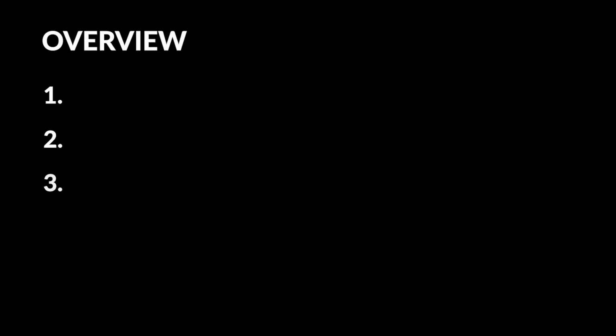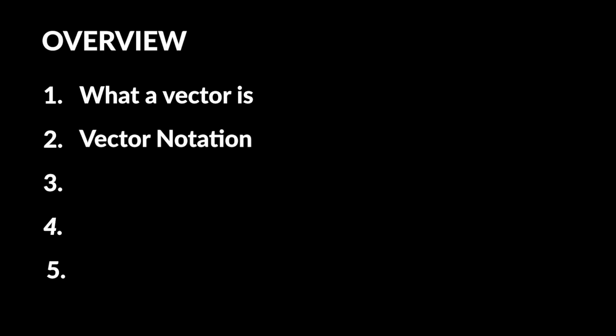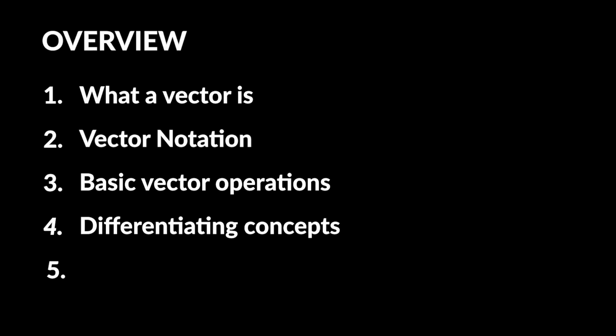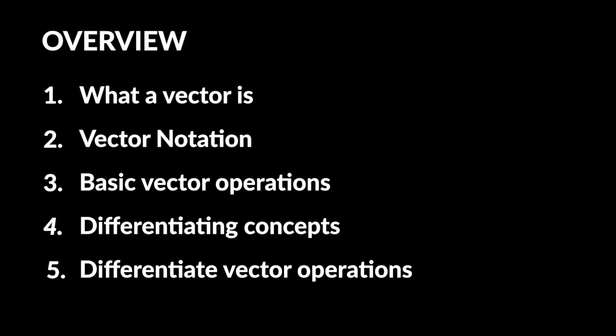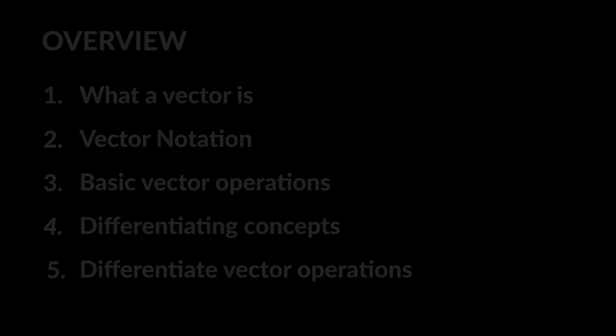In this video, we're going to go through 5 key points, starting with reminding ourselves of what exactly a vector is, before discussing the notation used to represent them. After this, we'll turn to look at basic vector operations, a few differentiating concepts, and then finally tying it all together by learning how to differentiate the vector operations themselves.